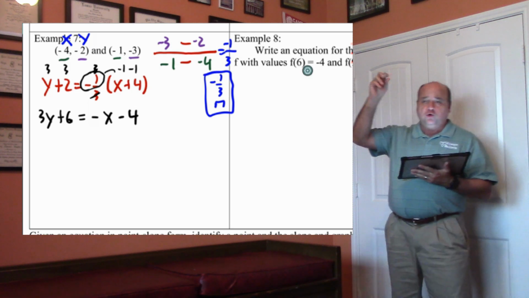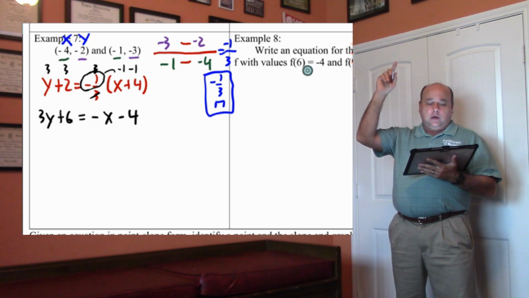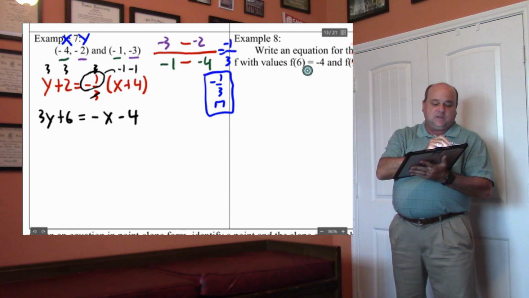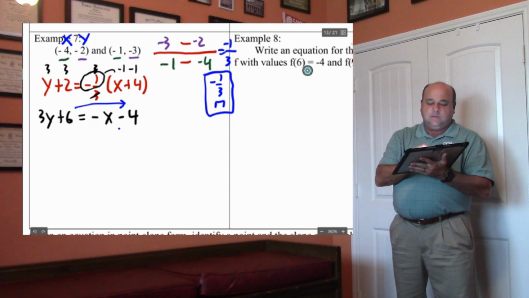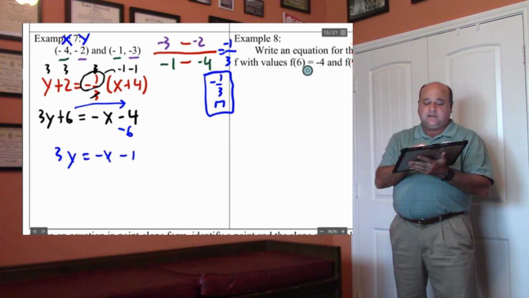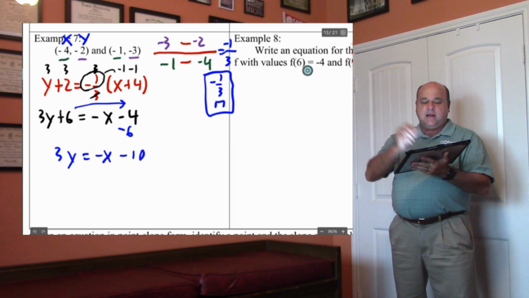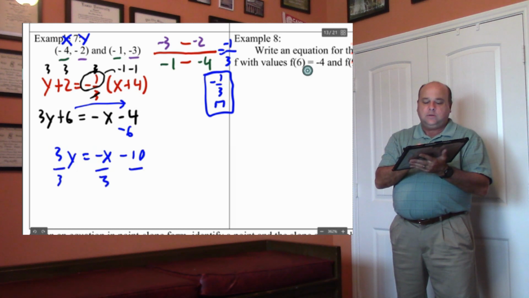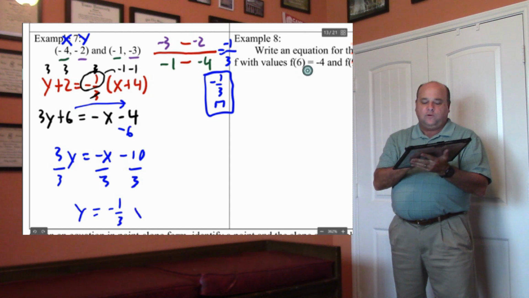So now I'm going to, let's see, we want y-intercept. I'm going to move the 6 over. So I'm going to take the 6 and move it to the right. So I'm going to end up with 3y equals -x, -4 minus 6 is a -10. And now then I'm going to divide by 3 on it to get the y all by itself. So my y will equal -1/3x minus 10/3.